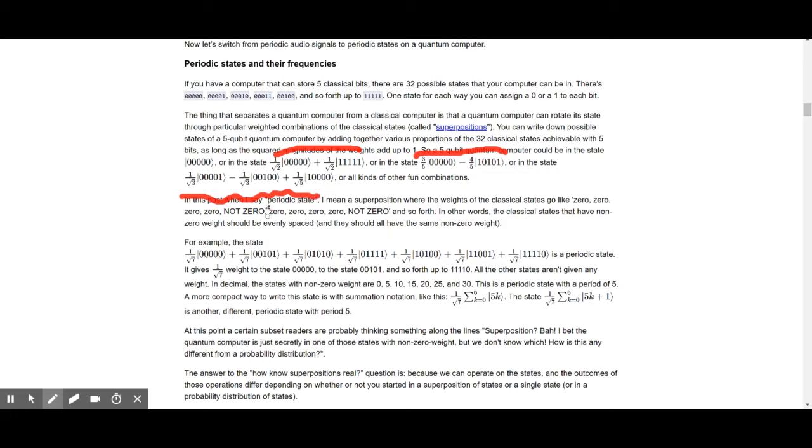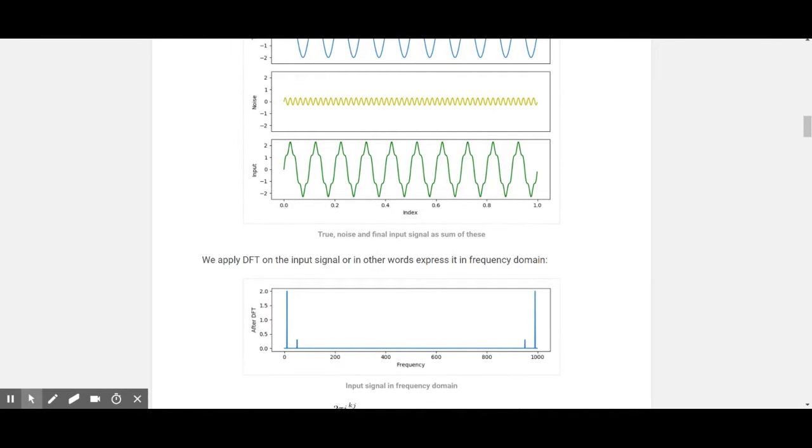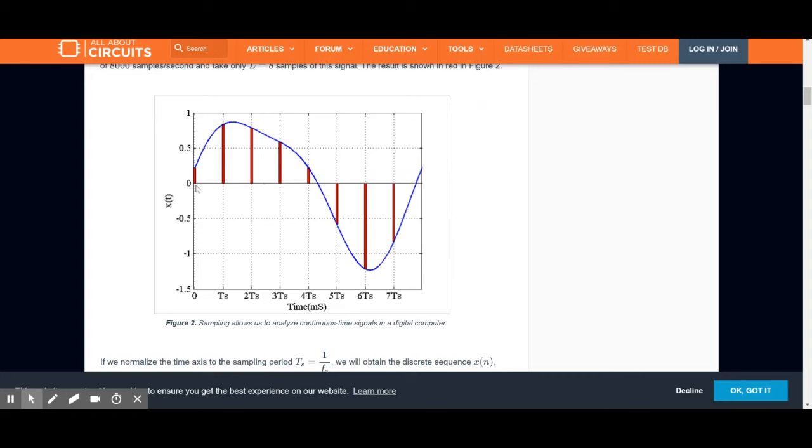In this pause, when I say periodic state, I mean a superposition where the weights of the classical states go like 0, 0, 0, 0, not 0, 0, 0, 0, 0, not 0. Okay. So it seems like, and I'm making a big guess here, when he talks about periodic states, this is about encoding the input, because at the end of the day, here and also here, that's what happens, right? So this is our input and this is the period: 1 period, 2 periods, 3 periods, 4 periods. So we want to encode those things.